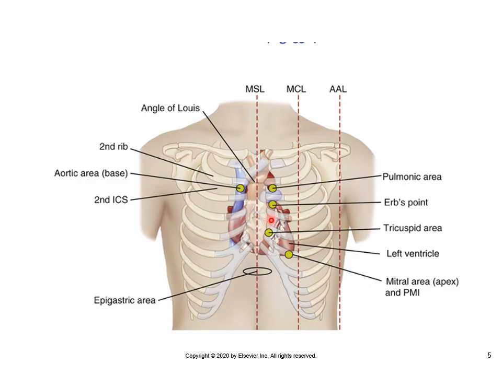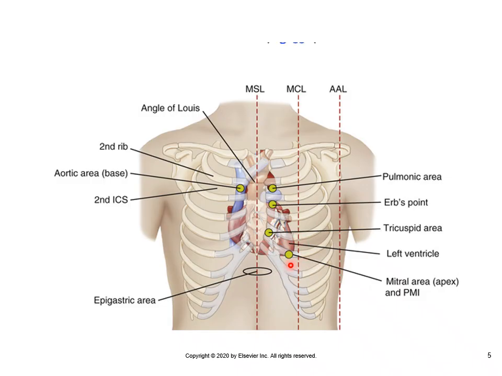Then if you go further down a little bit to the middle side, third and fourth intercostal, this is the tricuspid area. Again, we're listening to this side of the heart. All right, now the left ventricle is right here, and if you go to the mid-clavicular fifth intercostal space here, you are listening to the mitral area or the apex of the heart, the U shape of the heart, and this is the PMI, the point of maximal impulse. So this is the apical heart sound.